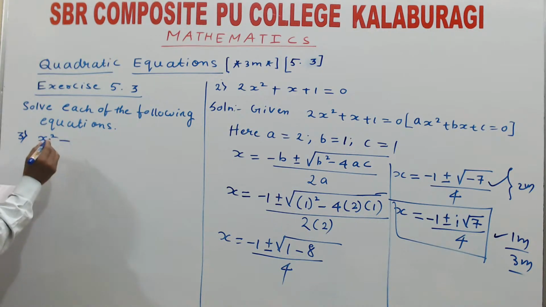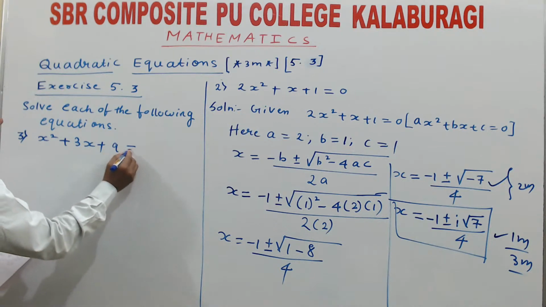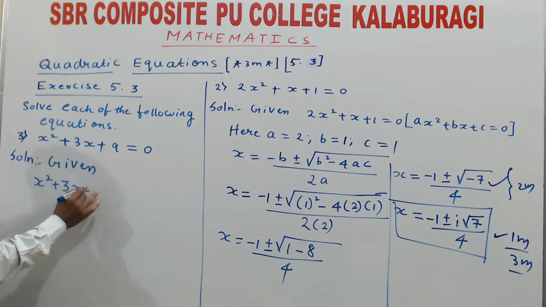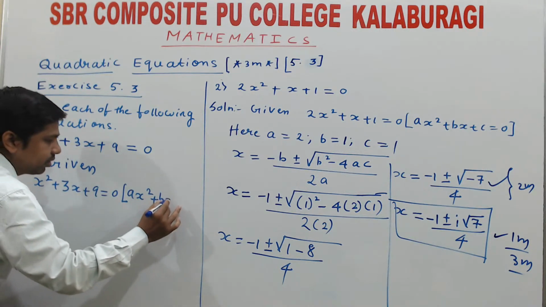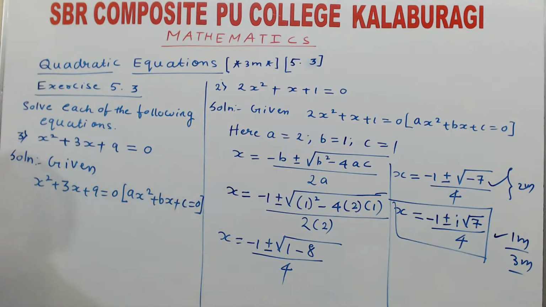It is x square plus 3x plus 9 equal to 0. Let us solve this quadratic equation whose roots are imaginary. Given quadratic equation is x square plus 3x plus 9 equal to 0. Comparing this equation with ax square plus bx plus c equal to 0, and finding the values of a, b, c.